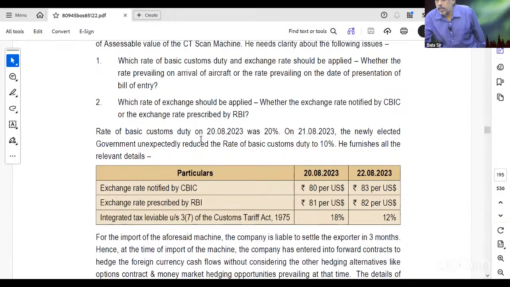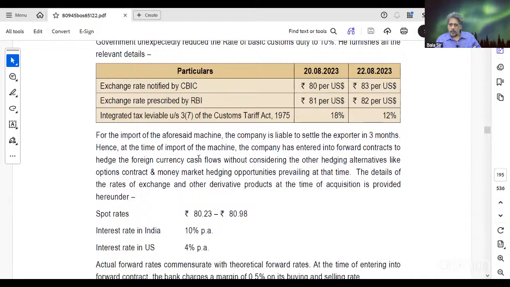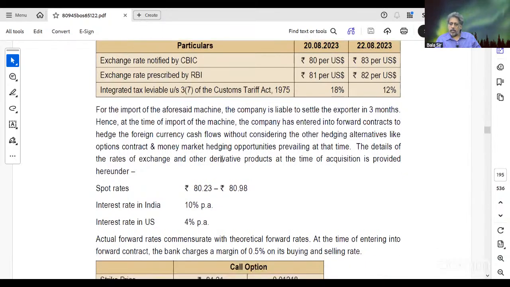Rate of basic customs duty on 2023 was 20%. On 21/8/2020. No, I don't want that data. Now I want people to read this data where they are given the spot exchange rate and then the interest rate in India and also the interest rate in the US, right? Read that data, sir. Spot rates rupees 80.23 to rupees 80.98. Dollar, right? Rupee to dollar. Now the spot rate, it is rupees to what is the other currency involved? Rupee, if rupee is there, it has to be against some other currency. It has to be the dollar, right? Rupee is how much? 80.98.